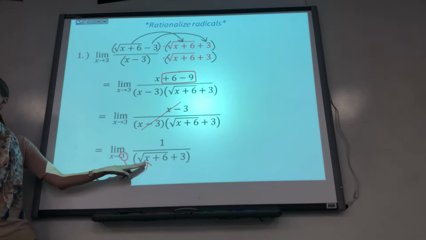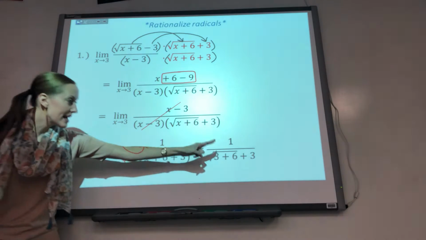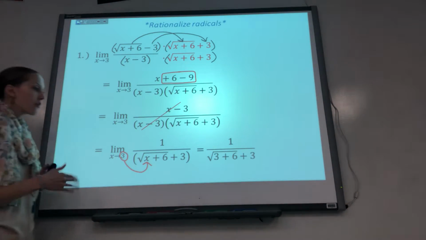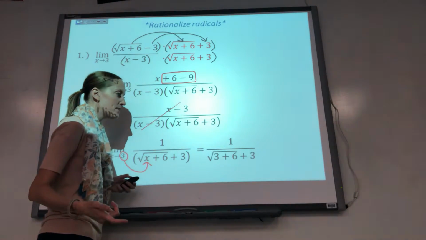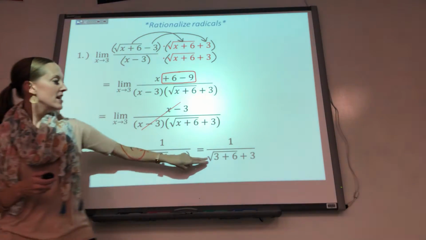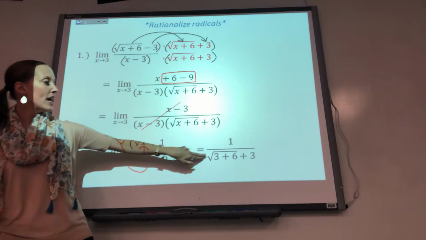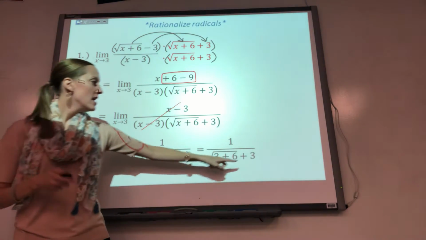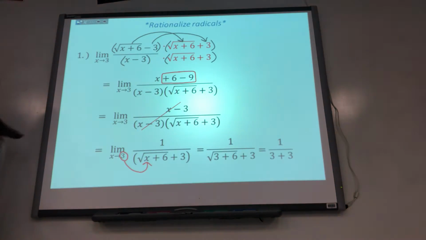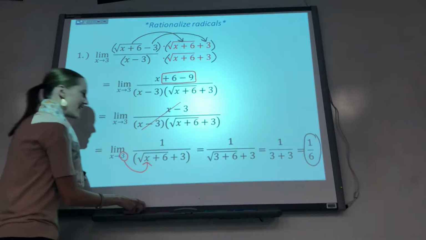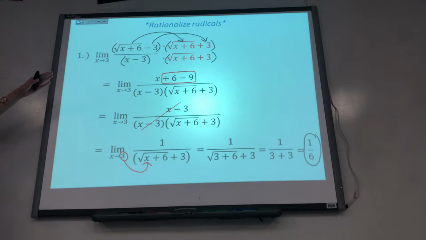So put a 3 right there for x. It's going to look like this. 1 over square root of 3 plus 6 plus 3. If you keep going with that, this is going to end up being the square root of 9. And the square root of 9 is 3. So on bottom, you're just taking 3 plus 3, which is 6. So 1/6 is the limit of that function, kind of a messy one, as x approaches 3.